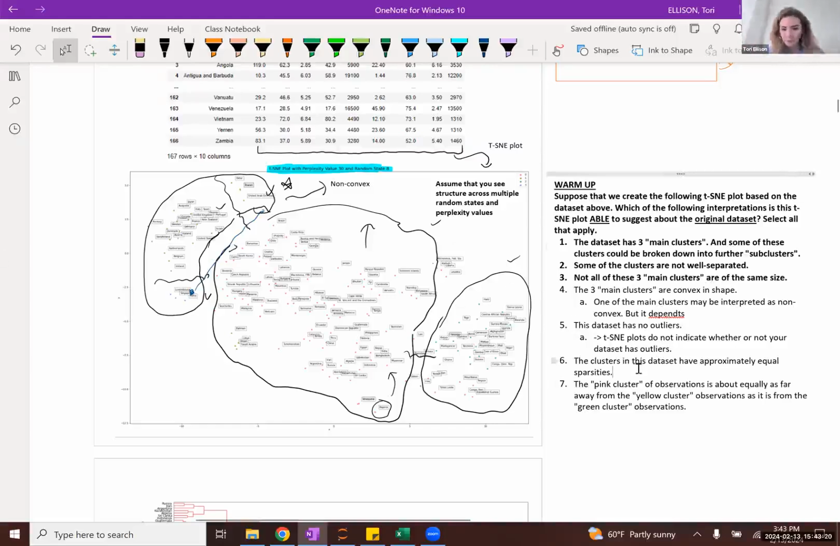So also, we are not able to determine sparsity from clusters. We want to keep that in mind as well. So TSNE plots do not reflect cluster sparsity, given that pairwise object distances are not preserved in the projection.